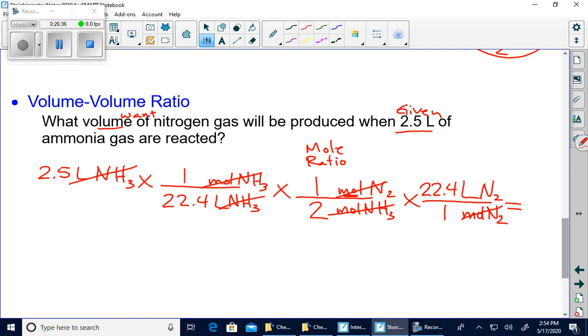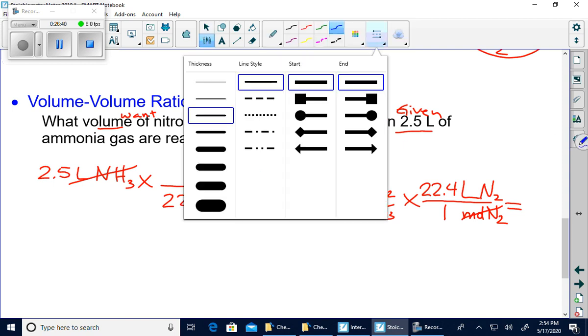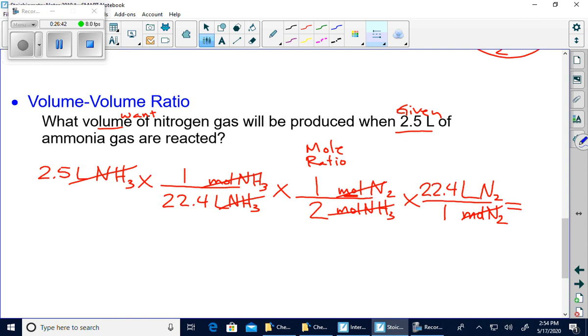So I'm basically multiplying and dividing by 22.4. So don't those cross off? Yeah.